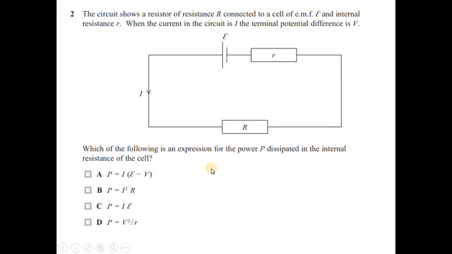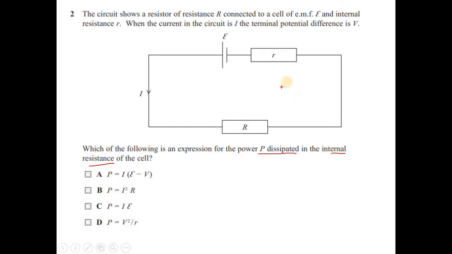Question number 2. The circuit shows a resistor of resistance R connected to a cell of EMF E and internal resistance r. When the current in the circuit is I, the terminal potential difference is V. Which of the following is an expression for the power P dissipated in the internal resistance of the cell? So you need to find the power dissipated in the internal resistance, which is this r.